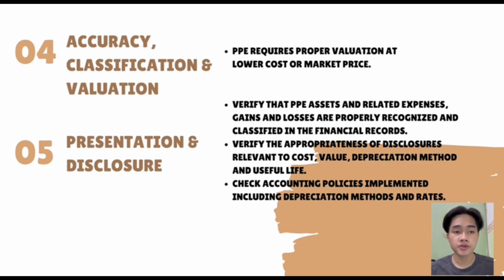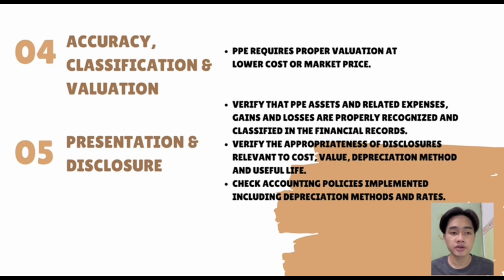The fourth one is accuracy, classification and valuation. PPE requires proper valuation at lower cost or market price. So, in order to achieve that, the auditor will first inspect to ensure that the gain or loss on PPE is disclosed properly, and the auditor also will inspect the valuer's valuation, experience and independence if PPE has been revalued.